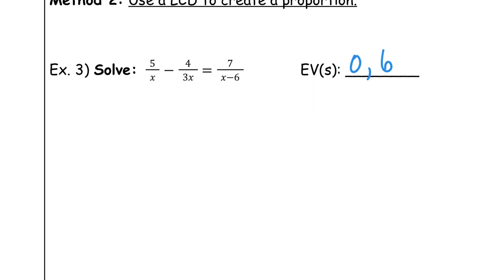Okay. Now, what I would multiply by is whatever is the least thing I can do that would cancel out all of those denominators. Definitely need an x. I need a 3 as well, don't I? 3x, and then I also need x minus 6. Do you agree?